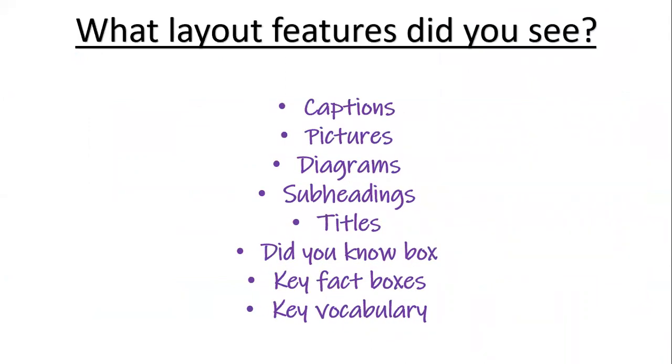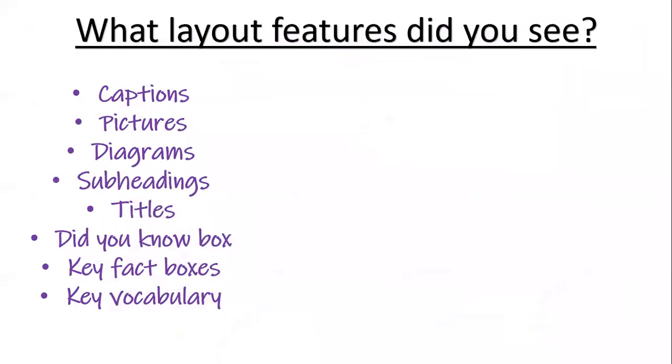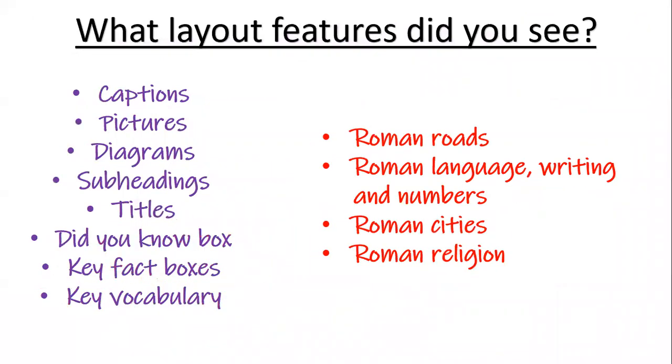Now, what we're going to do is plan out where we're going to use these features in our own piece of writing. So you should have, from yesterday, some notes on these things. These are our 4 things we're going to write about in information text: Roman roads, language, writing and numbers, cities and religion. So we're going to write about those 4 sections. Although we're not going to write it today, you should be able to lay out on your page roughly where everything is going to go when you do it.